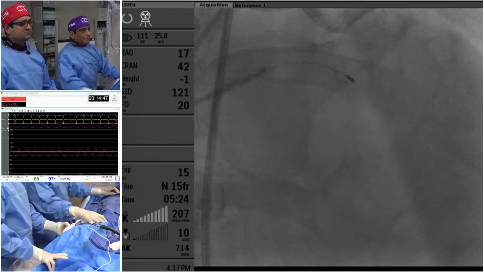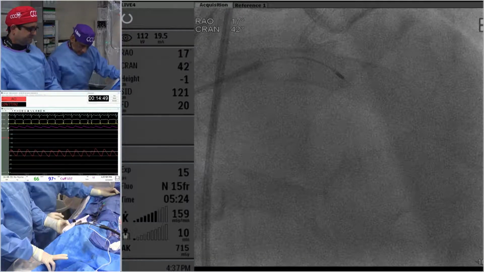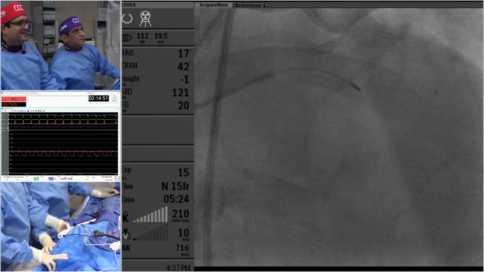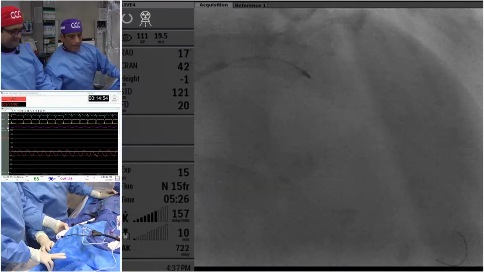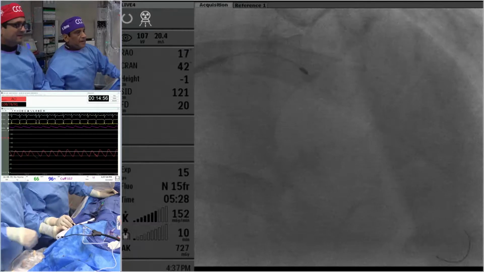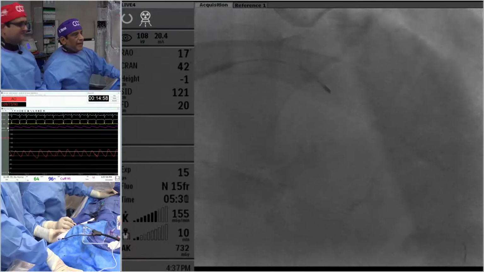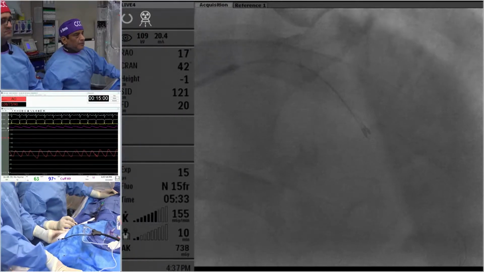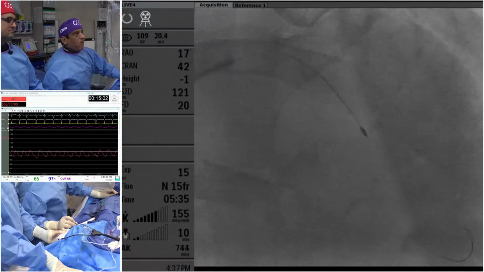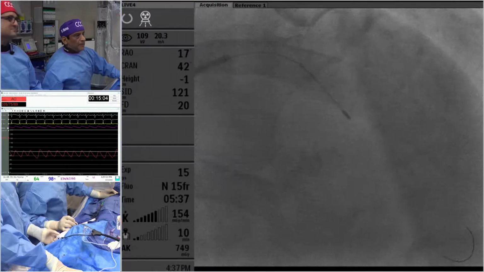So, Samin, how far down do you think you're going to go with the rotoblader? We go all the way to the distal lesion. All the way to the distal lesion? Yeah. Do you have enough to traverse there on the rotoblader, or do you have to reload? We'll go with the Dynaglide. So this is that very slow advancement.